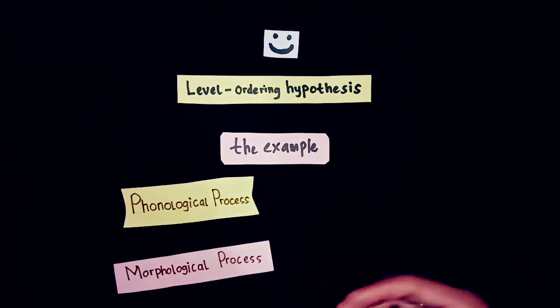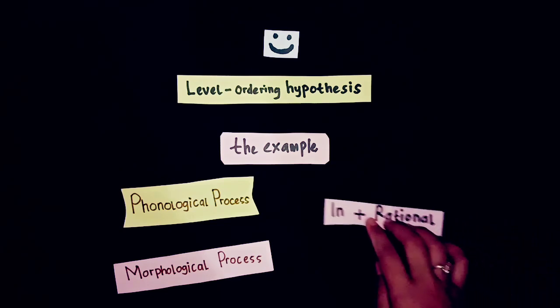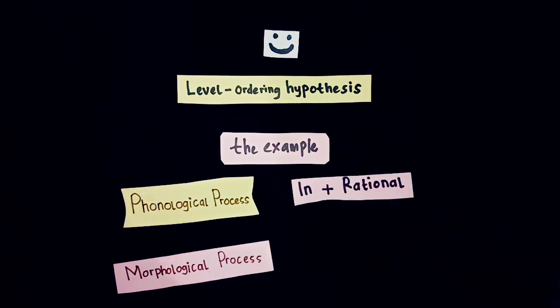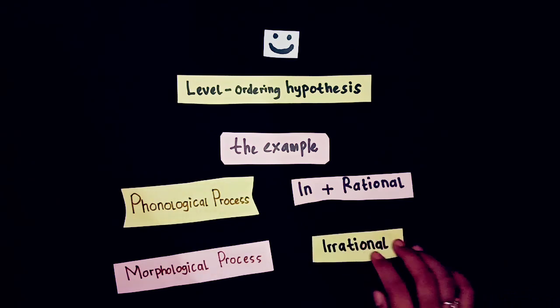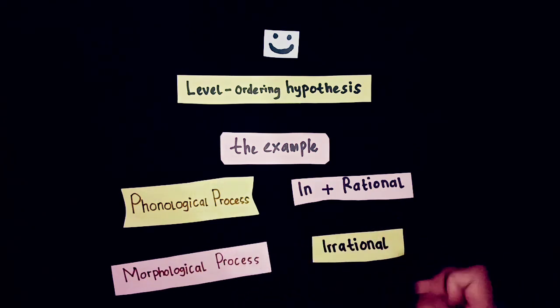This is generally used to tell the negative expression in adjectives. The example is in plus rational. And then in the phonological process, the N is dissolved and then forms the new word irrational, so it's called the morphological process.